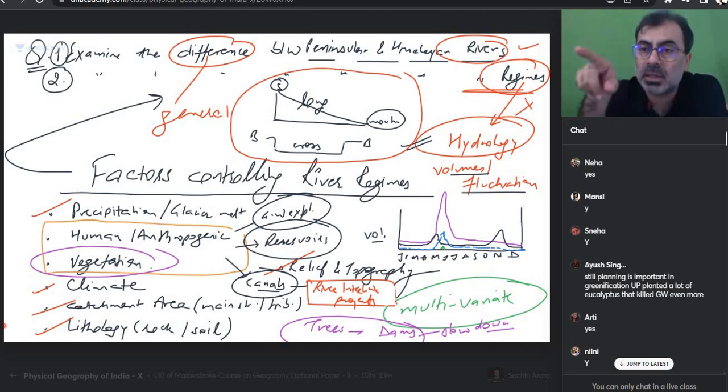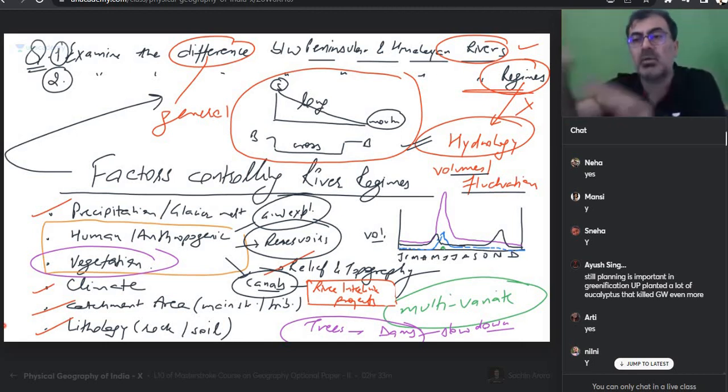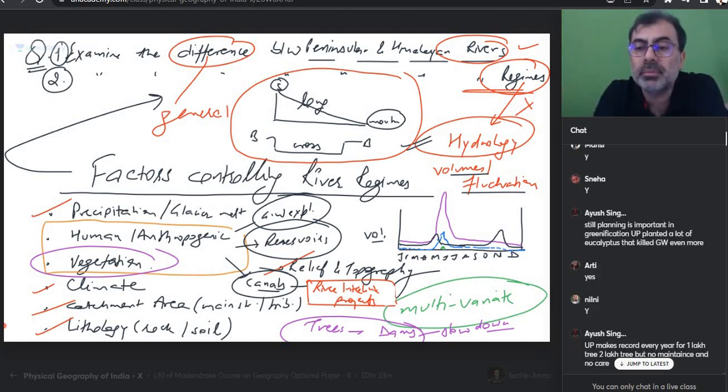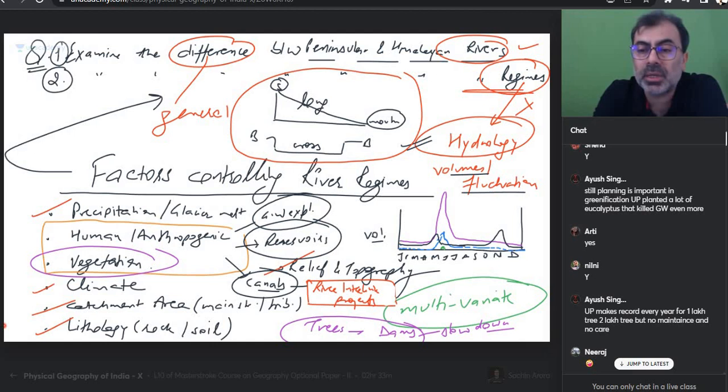You tie up with the nurseries. The nurseries will get the money for that. You take the plant, plant it here, and in the evening the nursery people will come and uproot it and take it away, because nobody was taking care of them. I used to say UP makes a record every year for 1 lakh trees, 2 lakh trees, but no maintenance, no care. Definitely the choice of the tree and the maintenance of the tree, that is not there.